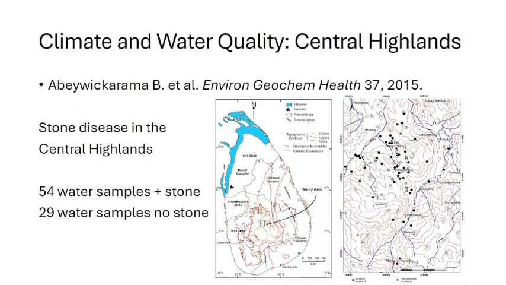This was a study, again, by Dr. Chandrajith's group, and they looked at climate and water quality in the Central Highlands. This is relevant because we think, though we're not sure, that there might be more stone disease in the wet zone of Sri Lanka compared with the dry zone. For this particular study, the group looked at patients in the wet zone, identifying 54 patients who had kidney stone disease compared with 29 who did not. Then they analyzed water samples for each of these.